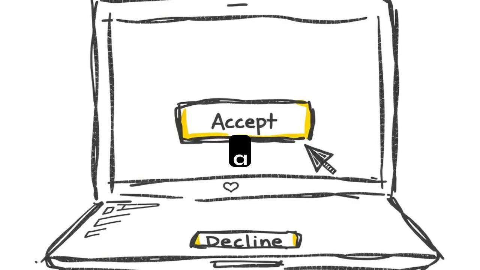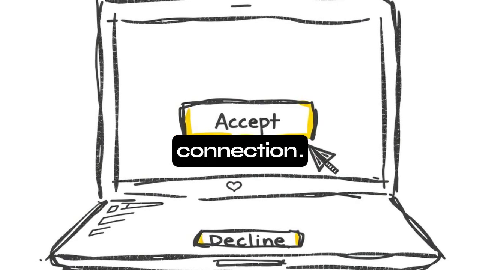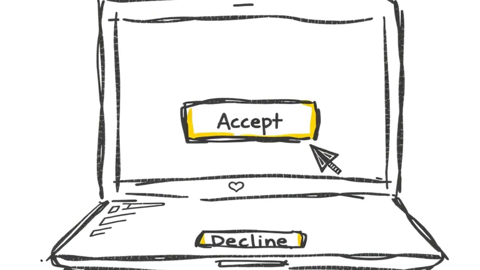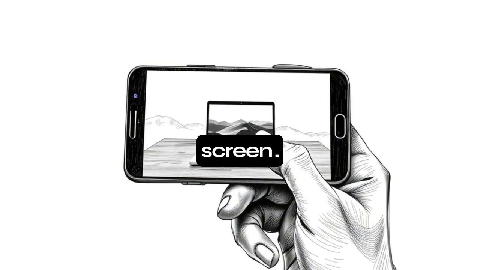Your laptop may show a pop-up asking to accept the remote connection. Click Accept. Now your phone shows your laptop screen.